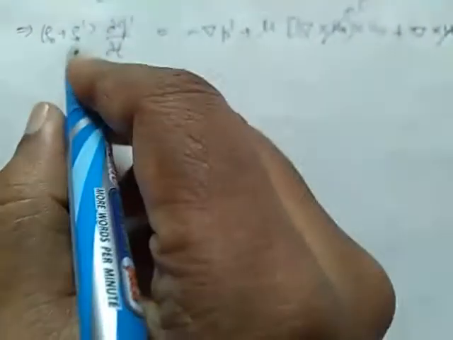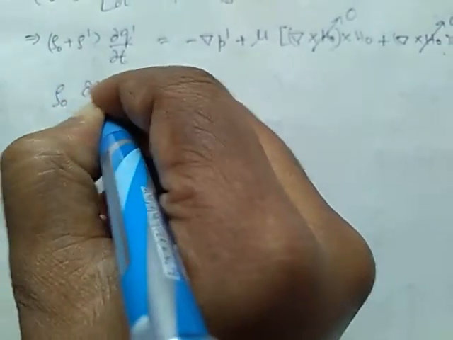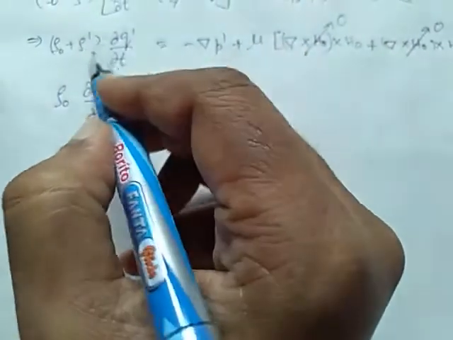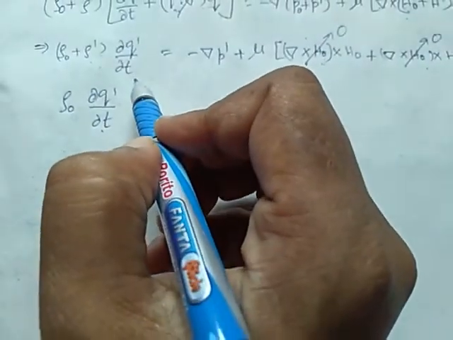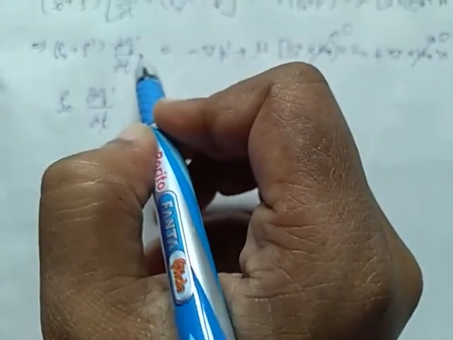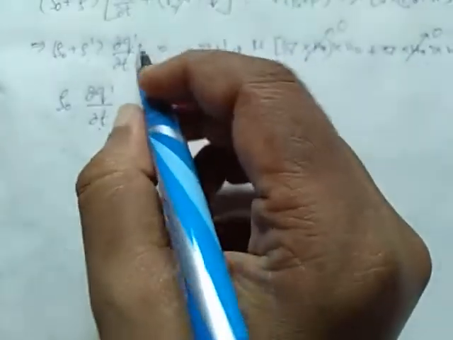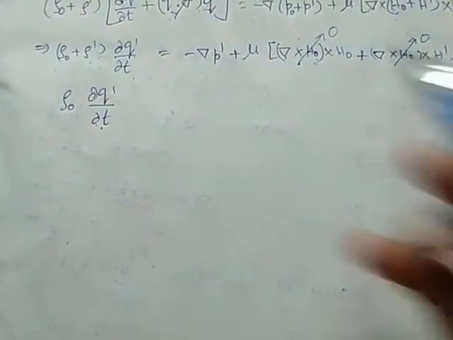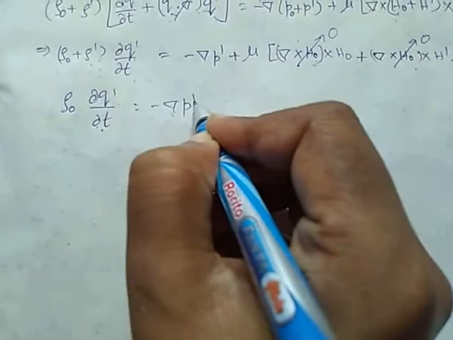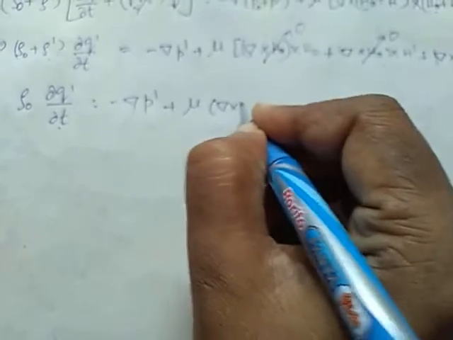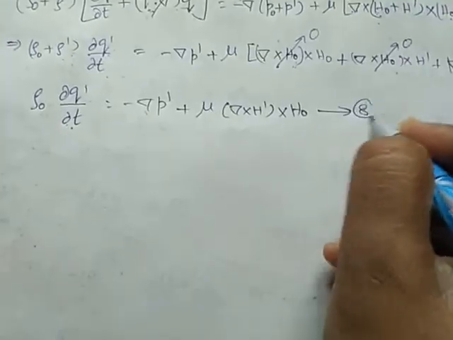Here also I am going to split. First term is rho naught into dou q dash by dou t. Second term is rho dash into dou q dash by dou t. It is neglected because it is a product of two perturbed terms. So it is equal to minus del p dash. Here we are having only one more term, so mu del cross h dash cross h naught. I'll take this as equation 8.